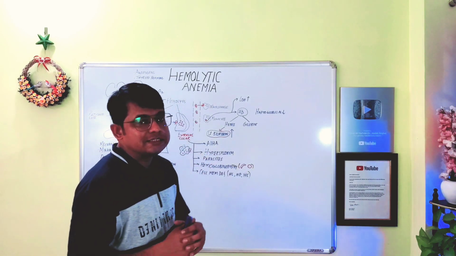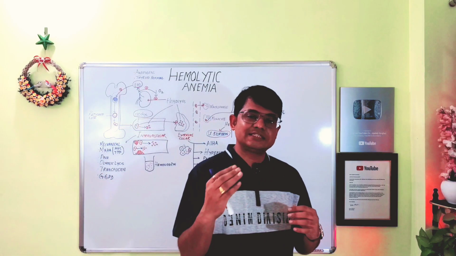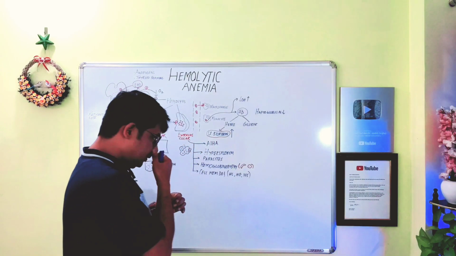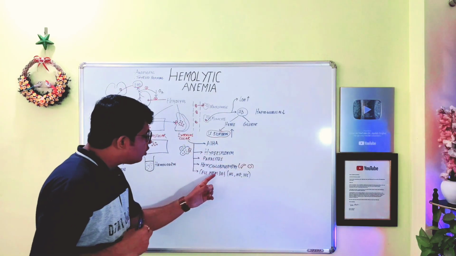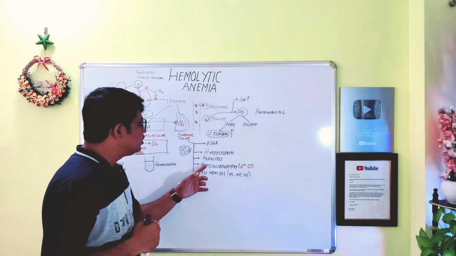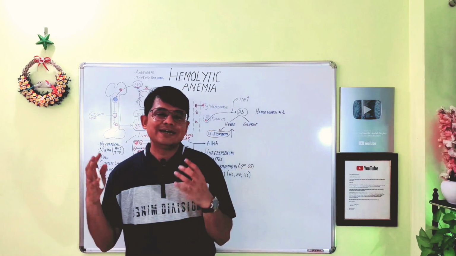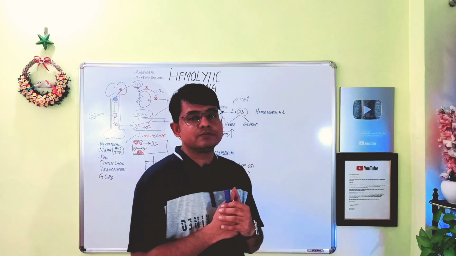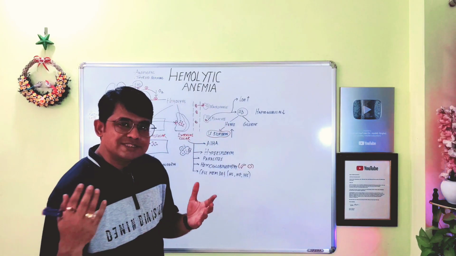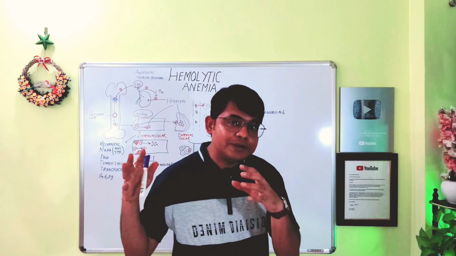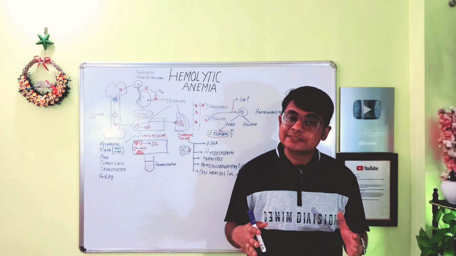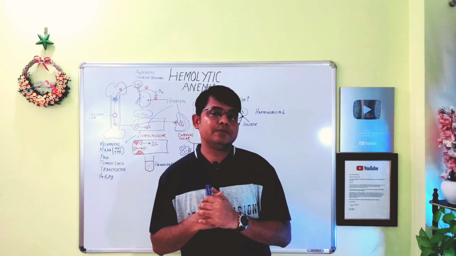Now there are some parasites which can also cause extravascular hemolysis. One of the commonest causes of extravascular hemolysis is hemoglobinopathy. Now what is hemoglobinopathy? Hemoglobinopathy means there is an abnormal form of hemoglobin. So it can be hemoglobin C, it can be hemoglobin S. Now hemoglobin S is sickle cell hemoglobin.